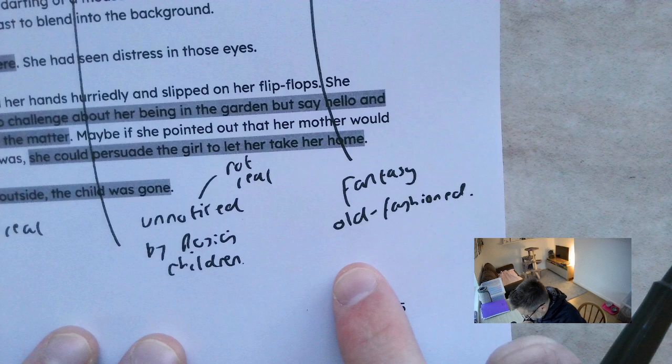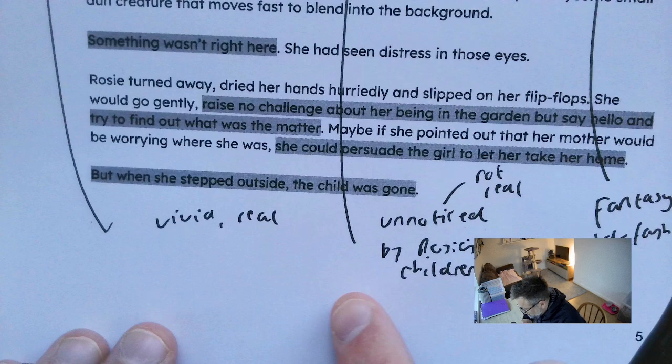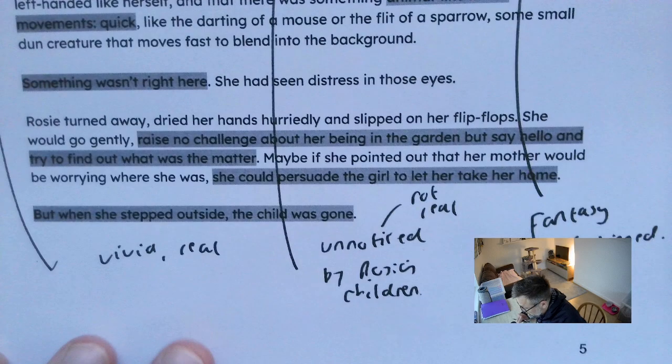I've also got maybe a sense that she is vivid and real. Can I find anything else to back this up? So, where on earth has she come from? She must be a neighbour's child, but how had she got in? The fences that separated the gardens were much too high for a child to climb. Okay, so fences too high. What else?